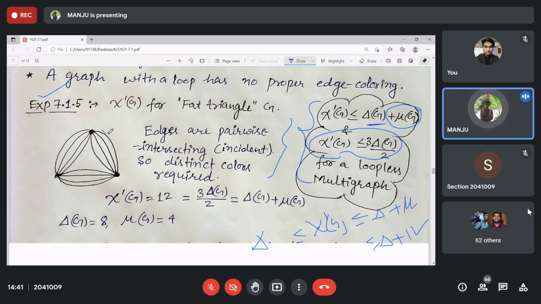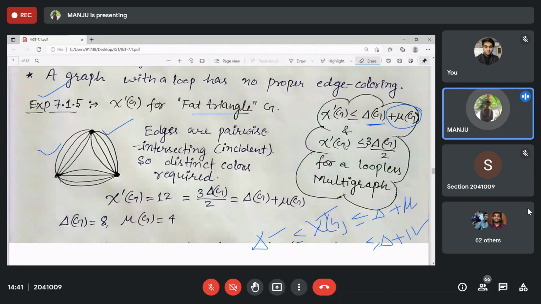This is your Fat triangle. Because of these multiple edges, this is known as the Fat triangle. Find the multiplicity, find the chromatic index for this one, and verify for this multigraph. This is also a loopless multigraph. Check whether this inequality holds or not.